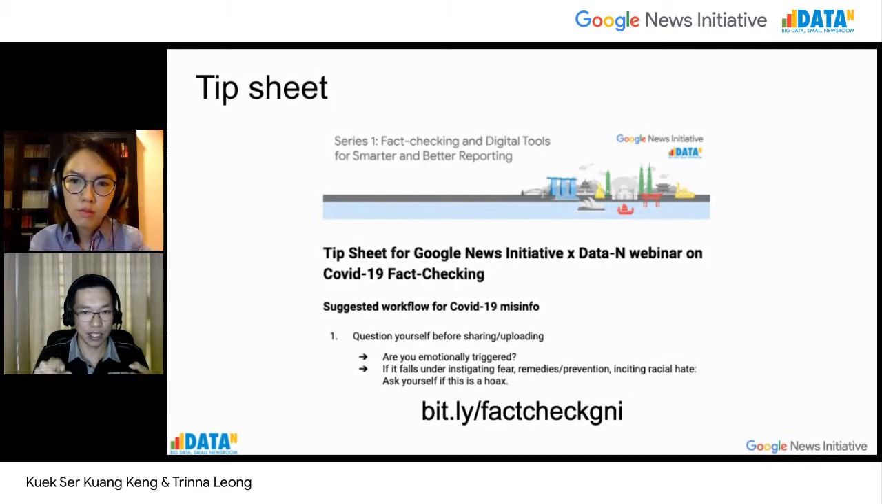Right, you can access this tip sheet at the URL bit.ly/factcheckgni. All right, 1, 2, 3.